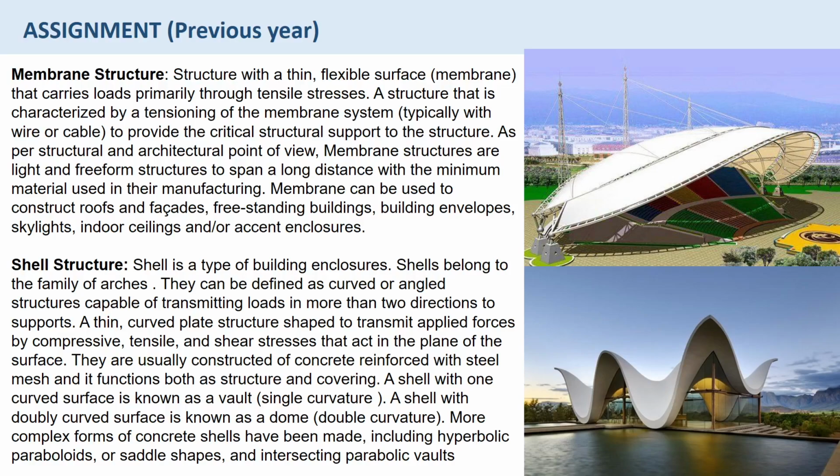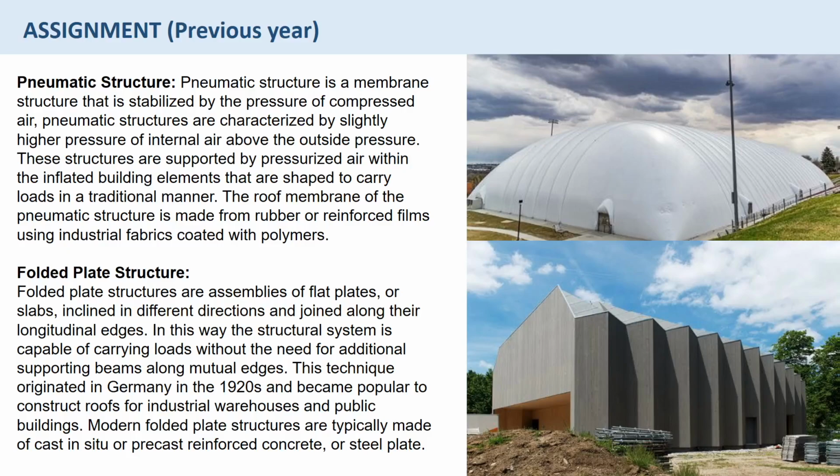So shell is a thin concrete structure which is curved, and it uses tensile, compressive and shear stresses, and it has a lot of curves in its form. A single curvature shell is a vault, a double curvature shell is a dome, and then there are very complex forms of shells which includes hyperbolic paraboloids, etc. Then what is a pneumatic structure?